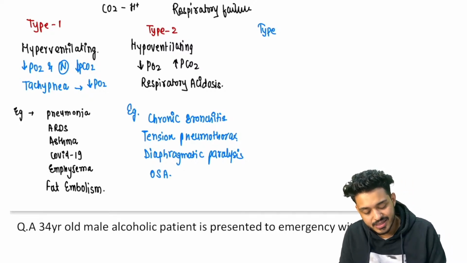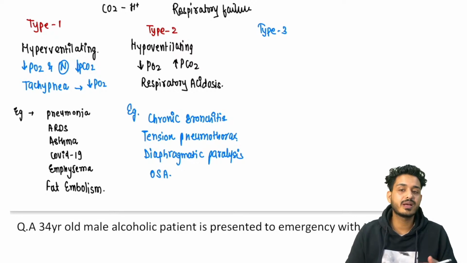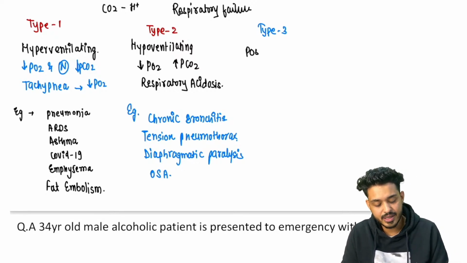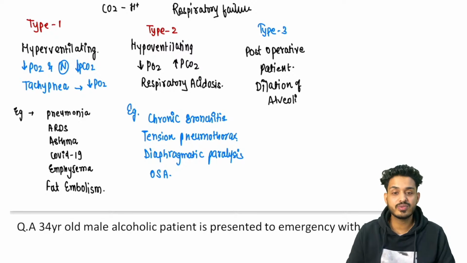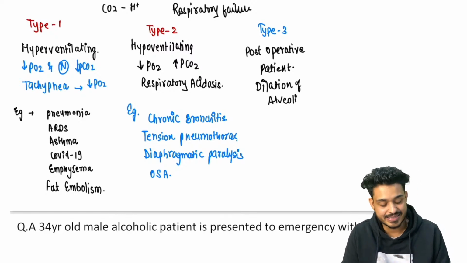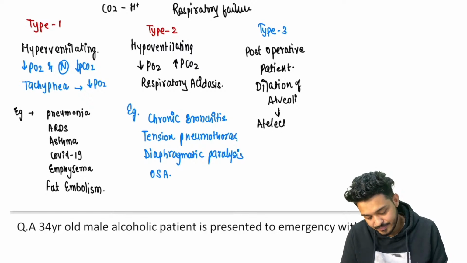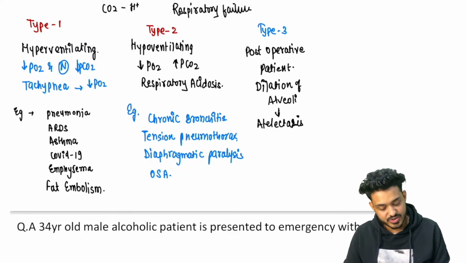What will happen in type 3? Type 3 will be after some post-op. When you go into the hospital, they will be talking about type 1, type 2, type 3 respiratory failure. You have to think in terms of what is happening. In type 3, the post-operative patient will have what? Dilatation of alveoli. And this is known as atelectasis. So this patient will be having atelectasis.